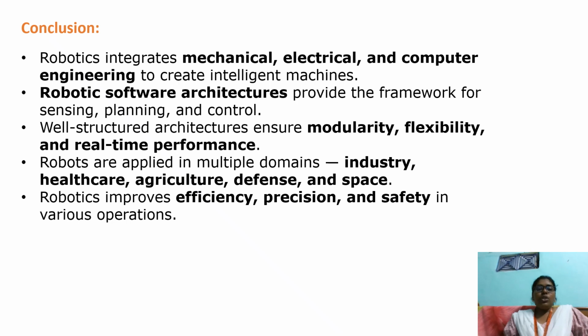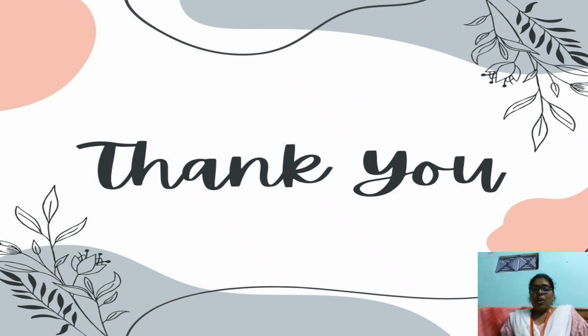So we can see the conclusion about robots. Robots integrate mechanical, electrical, and computer science engineering to create intelligent machines. Robotic software architectures provide the framework for sensing, planning, and control. Well-structured architectures ensure modularity, flexibility, and real-time performance. Robots are applied in multiple domains: industrial, healthcare, agriculture, defense, and space. Robotics improves efficiency, precision, and safety in various operations. So thank you for giving this opportunity.